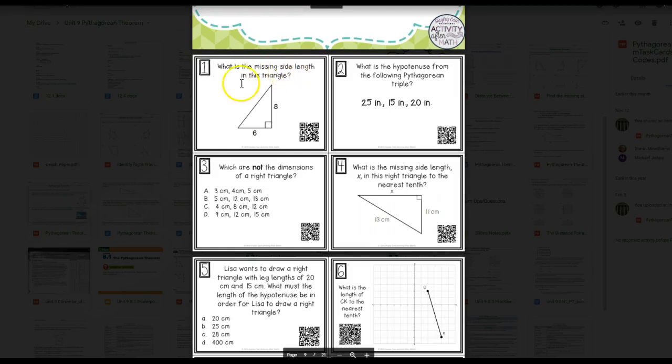Number one, what is the missing side length of this triangle? Okay, we can see here that we have the two legs and we are missing the hypotenuse. Number two, so put your answer into number one and then you'll go to number two and so on. What is the hypotenuse from the following Pythagorean theorem triple? Okay, that means 15 squared plus 20 squared. You'll hit enter, and then you want to see if that number equals 25 squared.